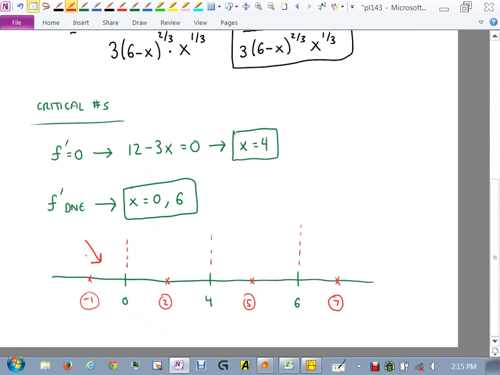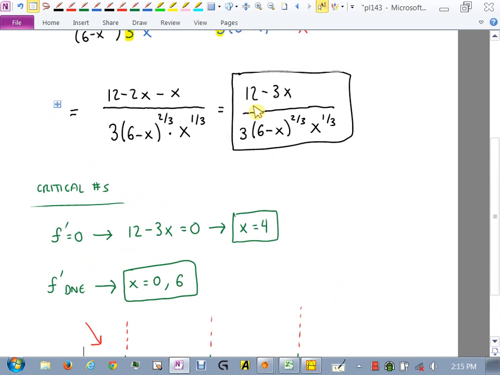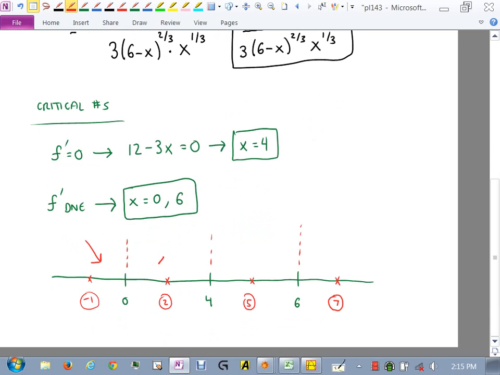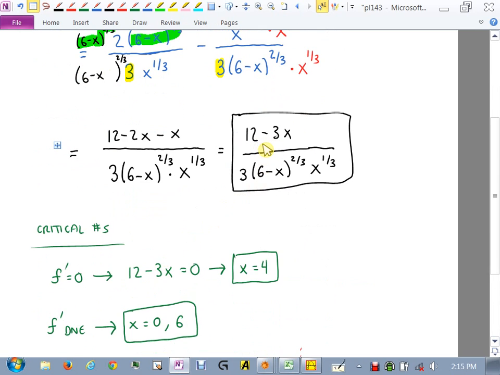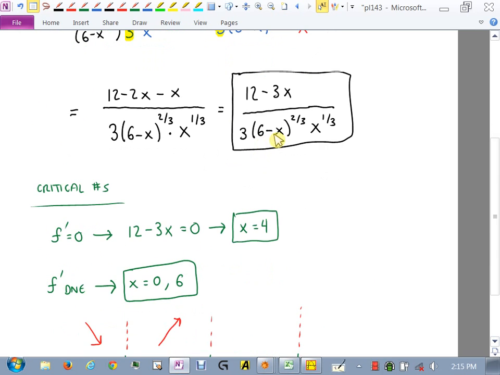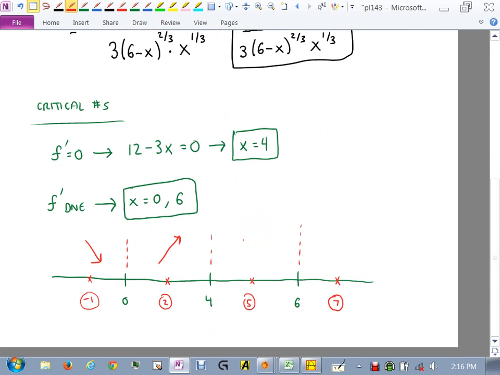Then we plug in 2. 2 up here is positive. Cube root of 2 is positive. So everything's positive. It goes up. And we plug in 5. 5 up top, negative. 5 here, positive. 5 here, cube root of 5, positive. So we should get, what, negative? And then finally plug in 7, and we should be positive.